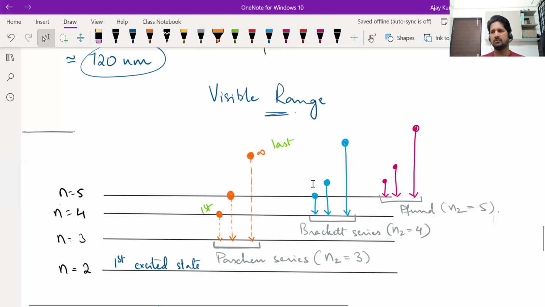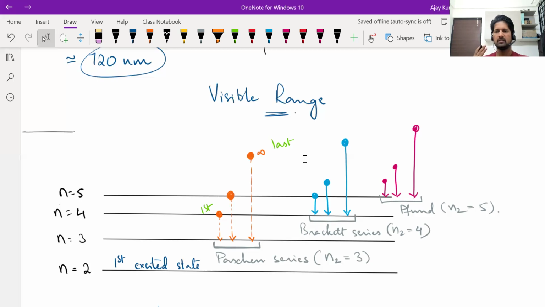In the Lyman series, remember electron ends up in the first orbit, ground state. Balmer series, second orbit. Paschen series, third orbit. Brackett, fourth orbit. Pfund, fifth orbit. And questions based on this are very, very common. They can ask you wavelength of any line of any of these spectral series.